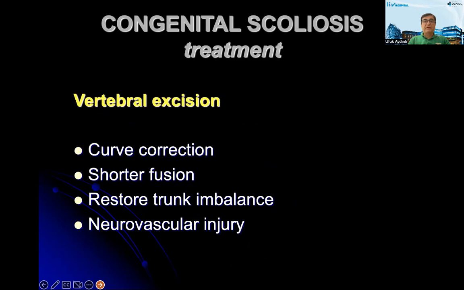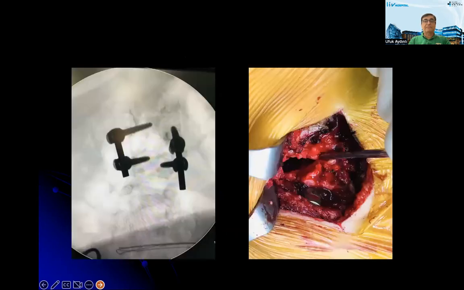So maybe nowadays we are using more hemivertebral excisions. It allows us curve correction, shorter fusion, and restoring the trunk imbalance. There is a possibility of neurovascular injury, but this is very, very rare.